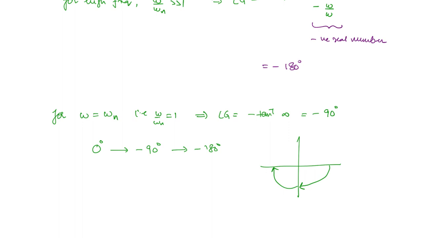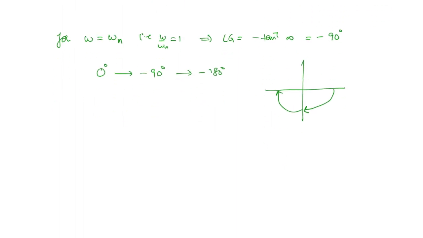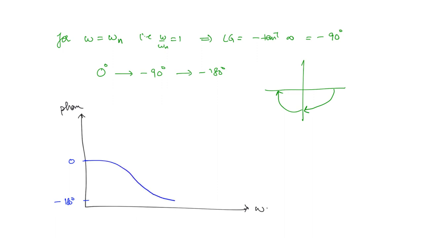So the phase plot finally you can draw. This is the phase with respect to omega. If you have 0 degrees here and minus 180 degrees here, it is going to go like this. At omega equal to omega n, you're going to get minus 90 degrees.